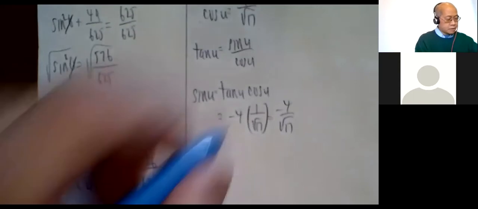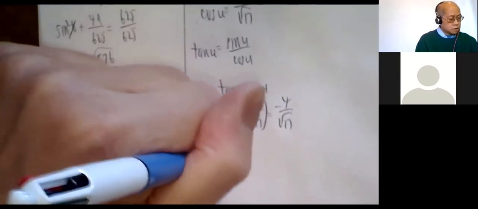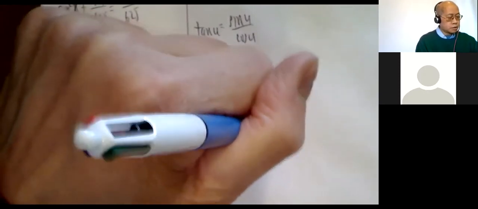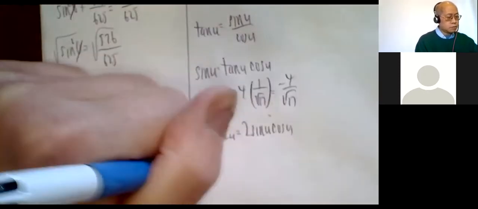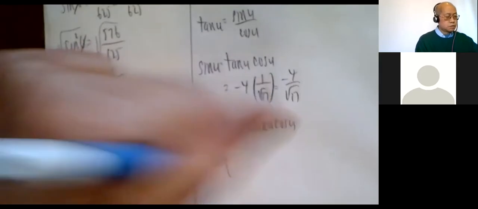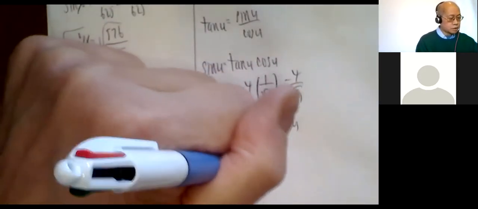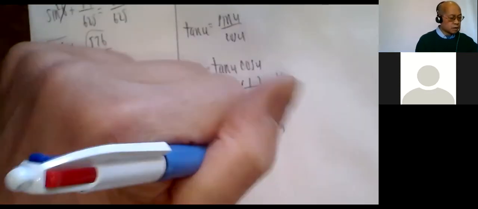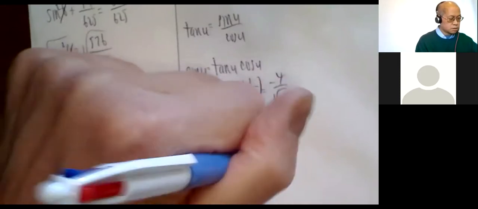All right, now I just do the same thing. Sine of 2u, by formula, that's 2 sine u cosine u. 2 times sine of u, that's -4 over radical 17. Cosine of u is 1 over radical 17. So that comes out to be -8 over 17.